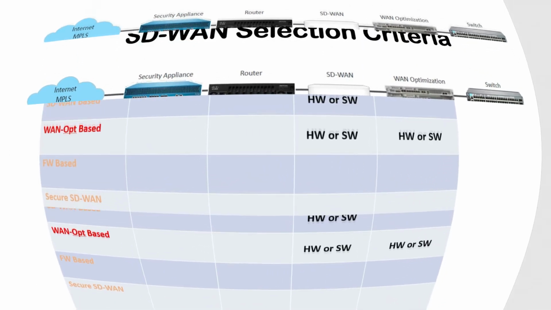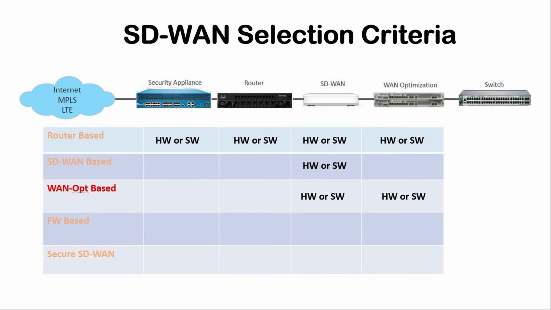Okay, so next we have a WAN optimization based SD-WAN model. This is a model that started off as a WAN optimization device. Then the vendor saw the industry pivoting towards SD-WAN, then decided to add on SD-WAN capabilities to their WAN optimization solution. Again, like the SD-WAN only model, the WAN optimization model lacks advanced security and would struggle to coexist in a legacy non-SD-WAN branch environment.